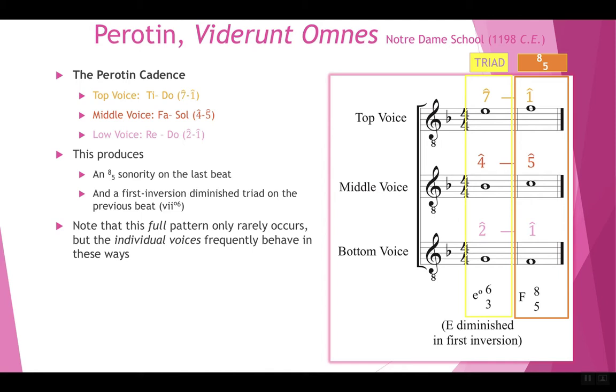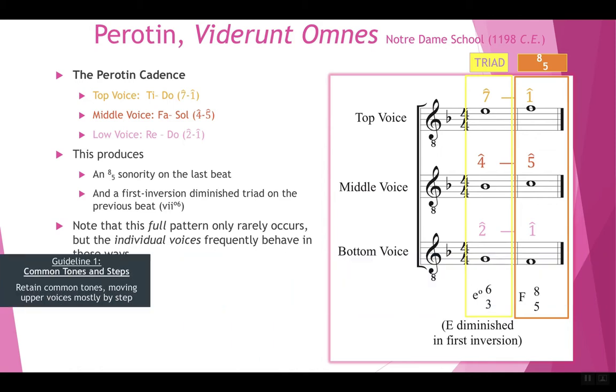So this is in 1198. By the time we get about 100 years later, composers really are doing this three-voice pattern pretty often. So I want to remind you of this guideline: common tones of steps, retain common tones, moving upper voices mostly by step. Is Perotin doing this? Yeah, he's got ti do, fa, sol, re, do. So all three individual voices are moving by step.